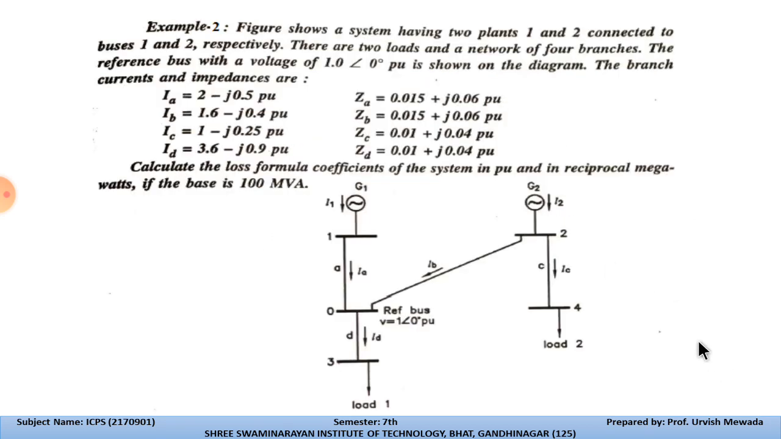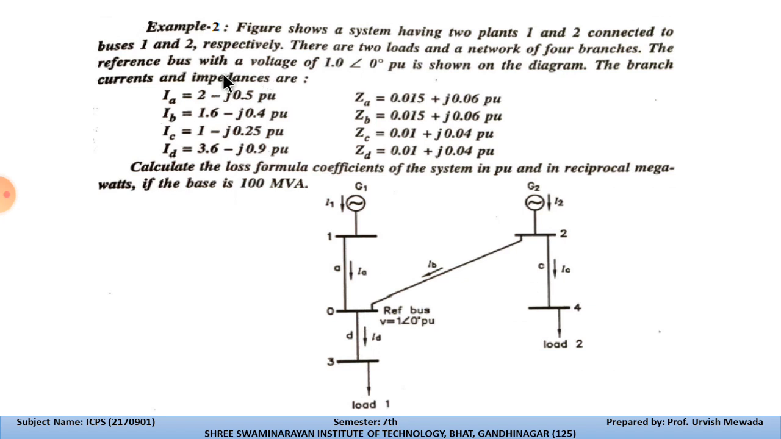Now let us discuss example number 2. This figure shows a system having two plants. Generator 1 and generator 2 are both connected in the system, two plants connected to bus number 1 and bus number 2 respectively. There are two loads connected, one with this line and one with this line.